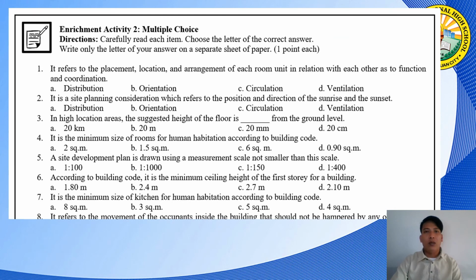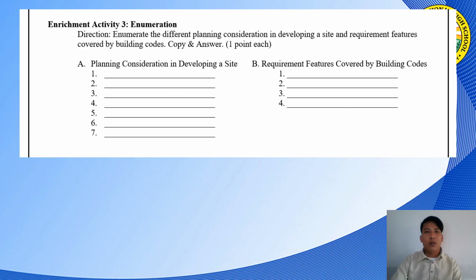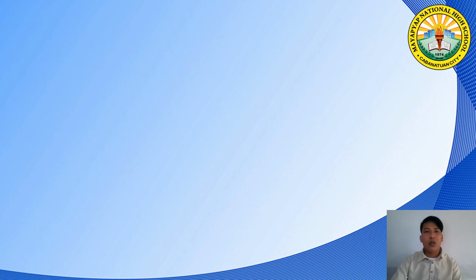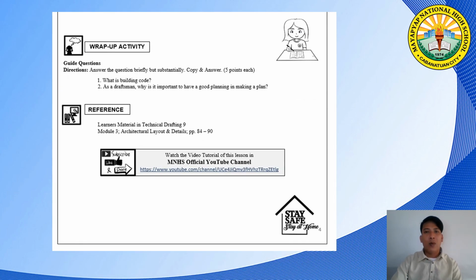For enrichment activity 2, carefully read each item. Choose the letter of the correct answer. Write only the letter of your answer on a separate sheet of paper. For enrichment activity 3, enumerate the different planning considerations in developing a site and requirement features covered by the building code. Copy and answer. And for your wrap-up activity, just provide a brief explanation to answer the following questions.